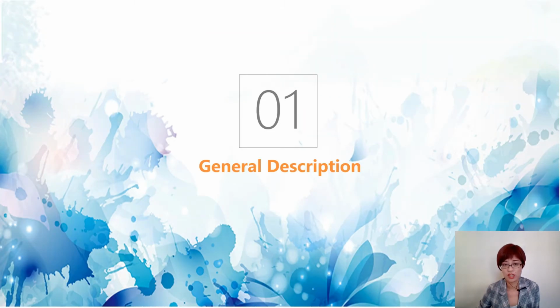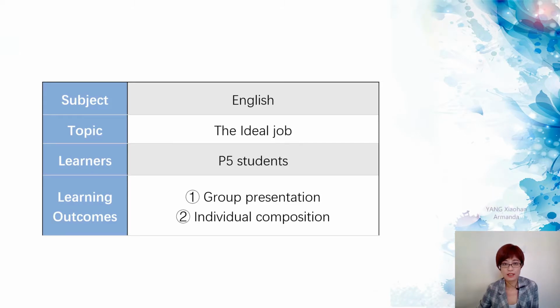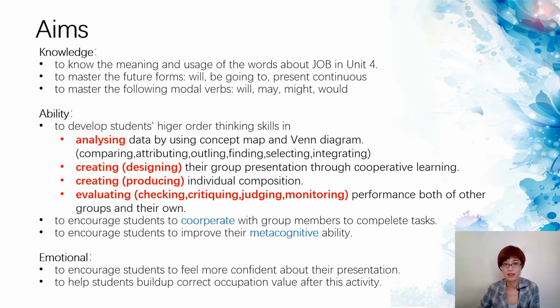Part 1. General description. This is an English activity which is designed for P5 students, and there are two learning outcomes as you can see here. Let's move on to the next part, the aims. You can pause here for a little while to get more details.